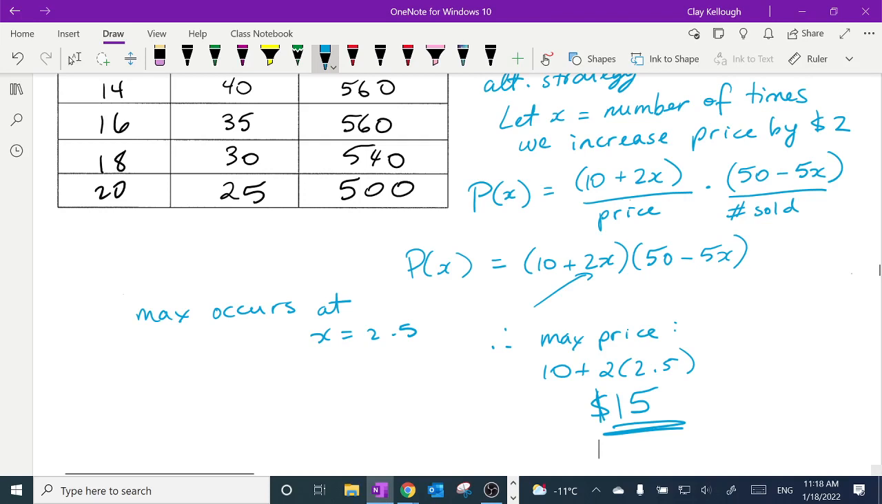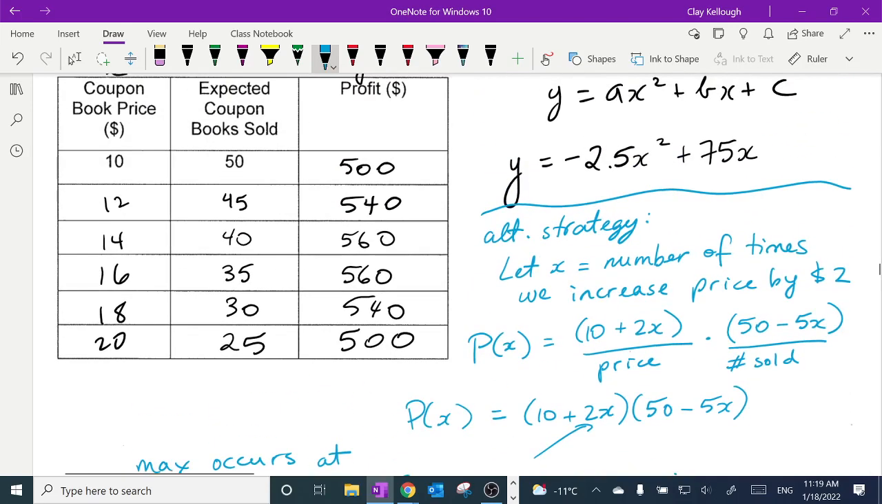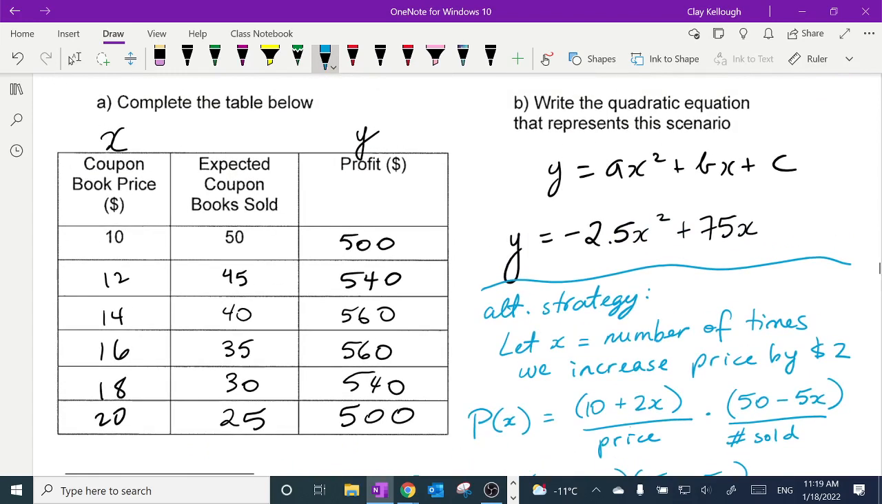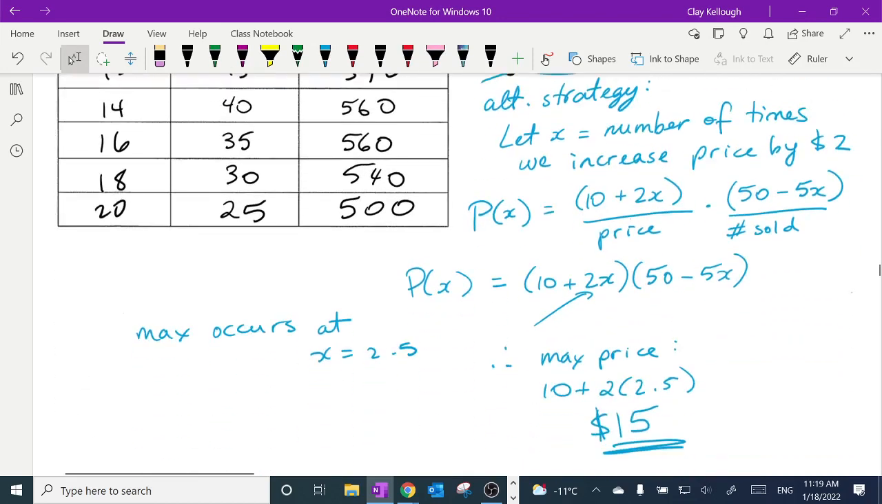For those of you who didn't realize it, if you tried to actually figure out what this exact best possible price is, it only works if you sell decimal amounts of books, because 5 times 2.5, right? And same thing would be true even if I put it in here, if this is the equation when X is the actual price. Notice 2.5 times 25 is going to give you a decimal. So either way, I'm going to get a decimal. Okay, anyway.